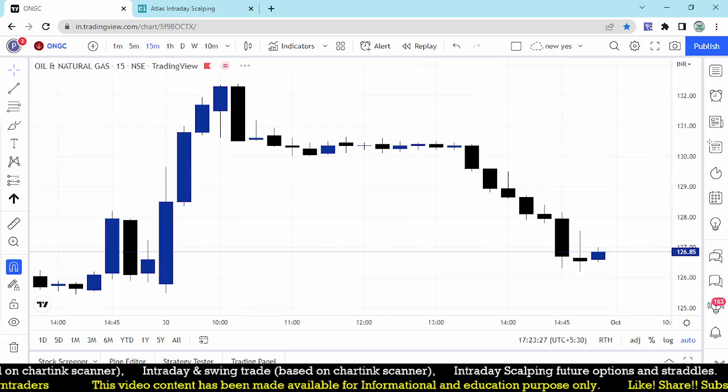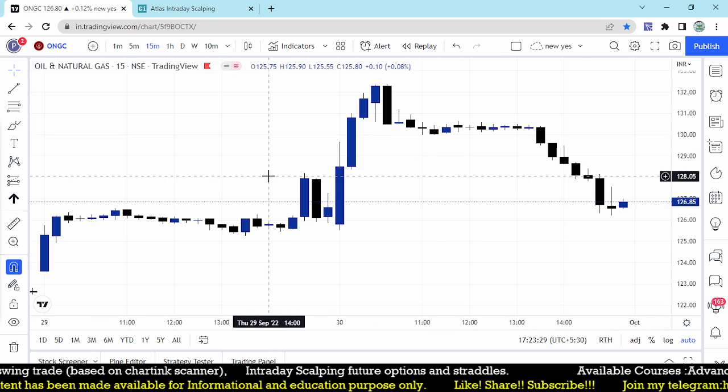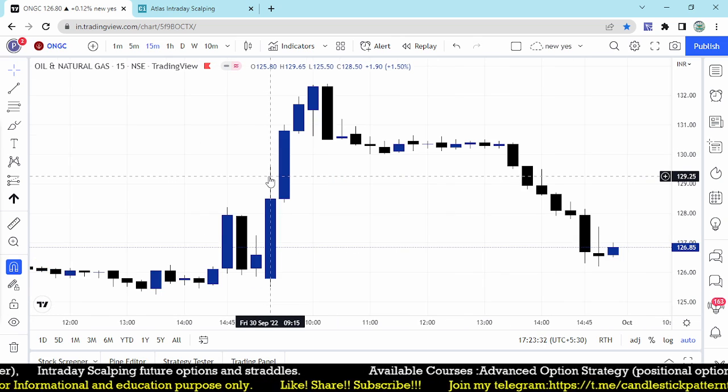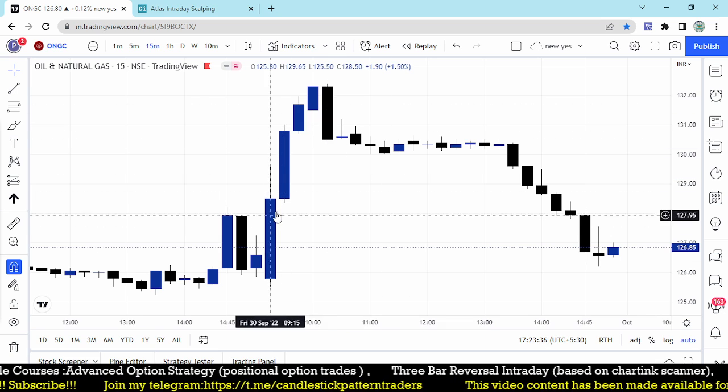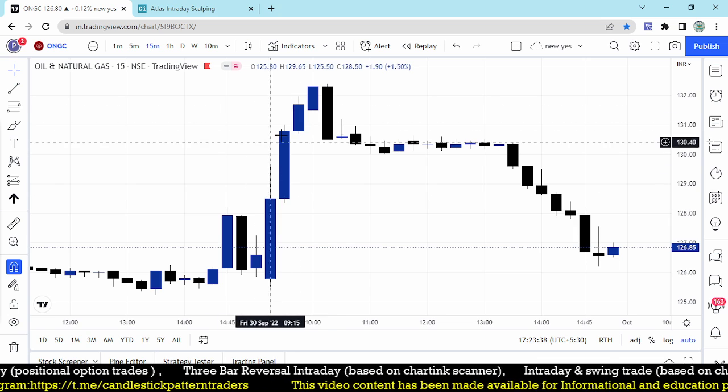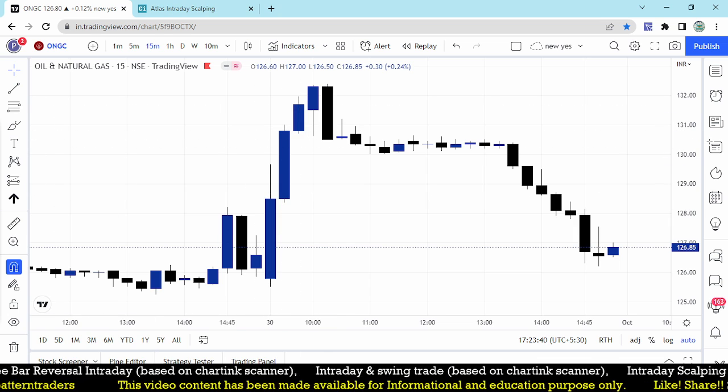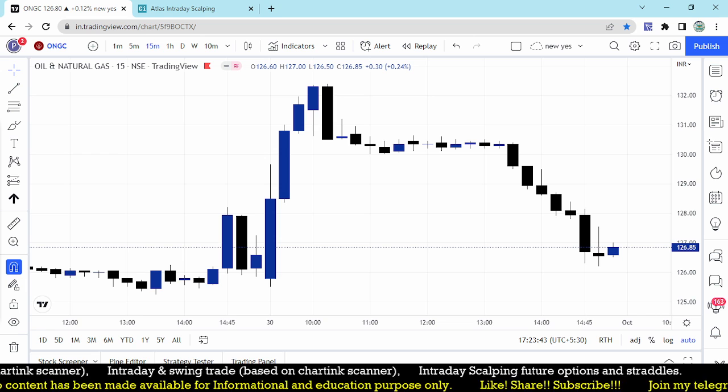In ONGC, I took a position yesterday and held the 120 call option, but I closed today around 12 rupees because this was a great move. The same thing is happening today. The market went nearby 1.5, 1.6% up.